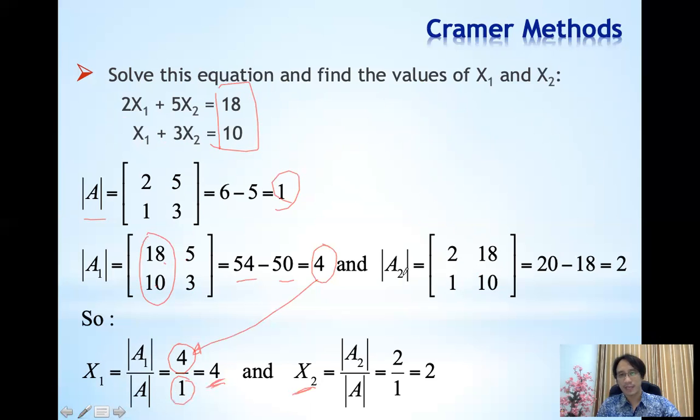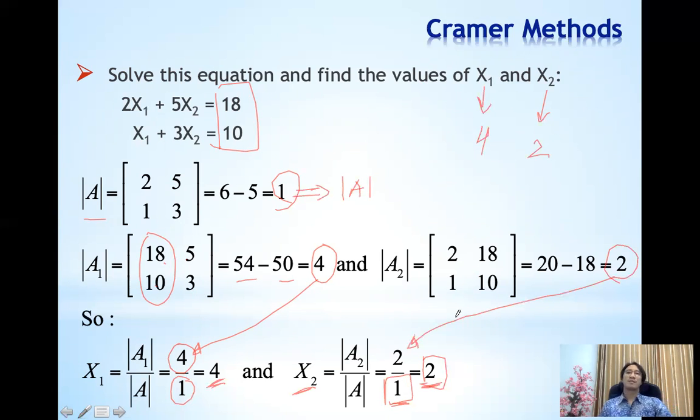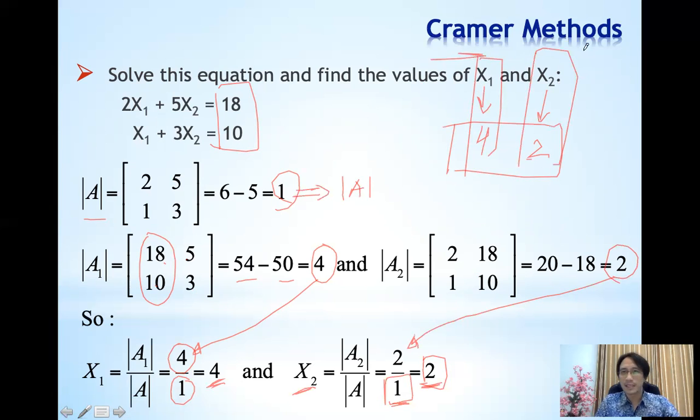And for x2, it is the determinant of A2 divided by the determinant of A. 2 divided by 1. The result is 2. So the value of x1 is 4 and the value of x2 is 2. So we can use this Cramer method to solve the linear equation, to find the values of x1 and x2.